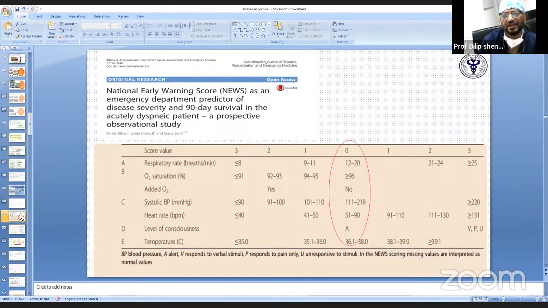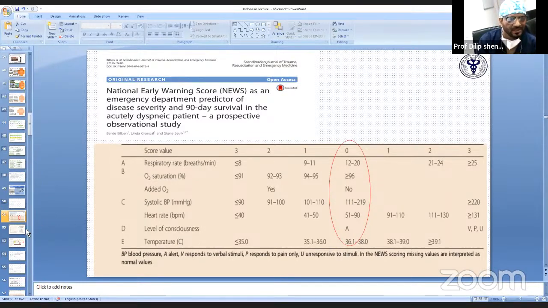This is the National Early Warning Score. The scoring system is used very commonly abroad, also in the world. So these are simple parameters based on respiratory rate, oxygen saturation, whether the patient requires oxygen supplement, systolic blood pressure, heart rate, level of consciousness, and temperature. So zero is everything is normal, like respiratory rate is 20, the saturation more than 90. So it's like that, and then accordingly you score the patient.